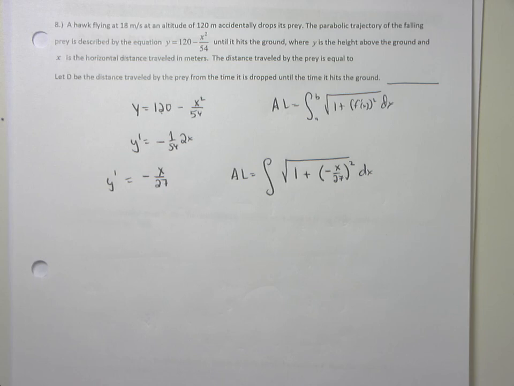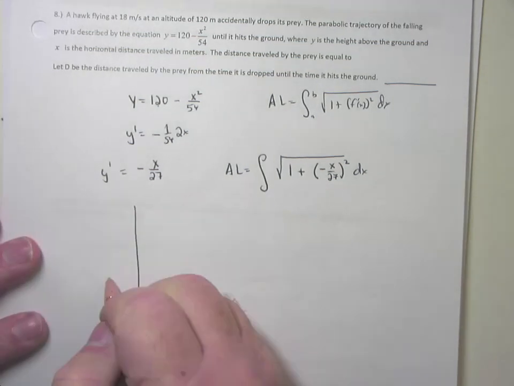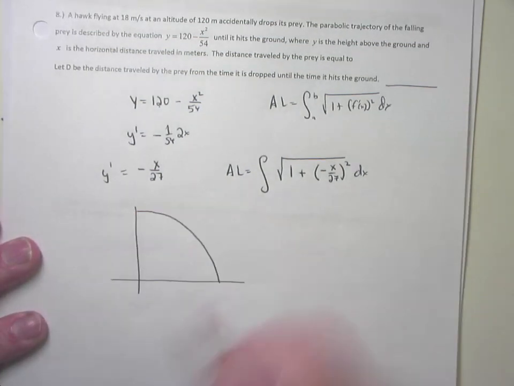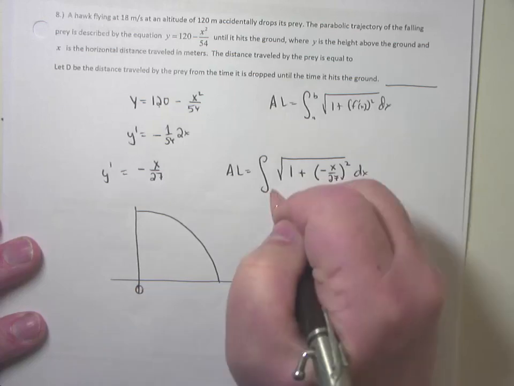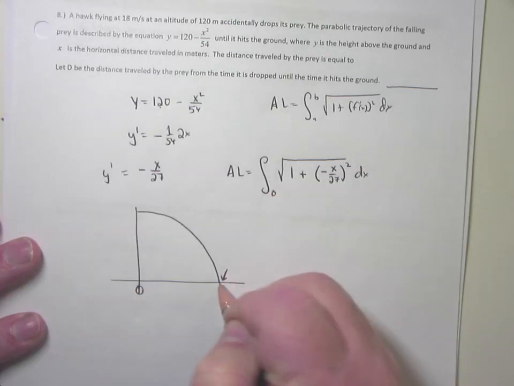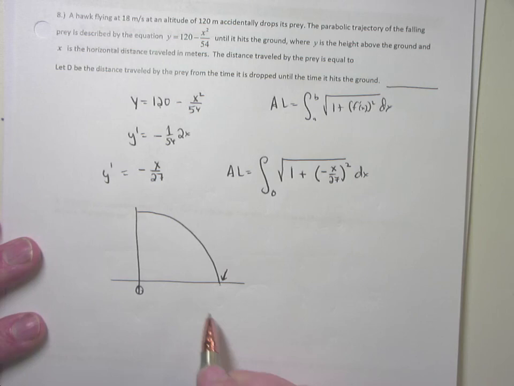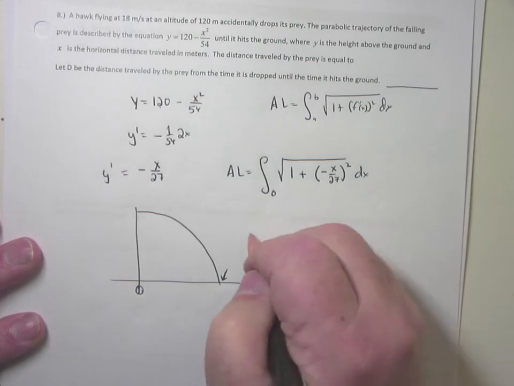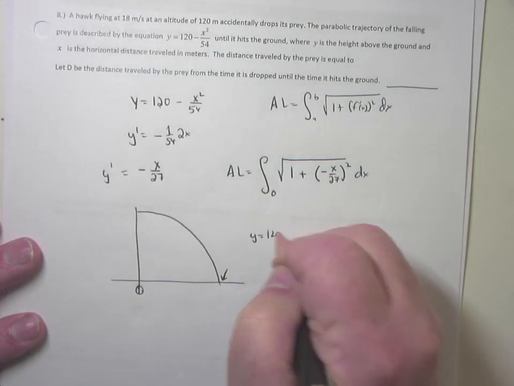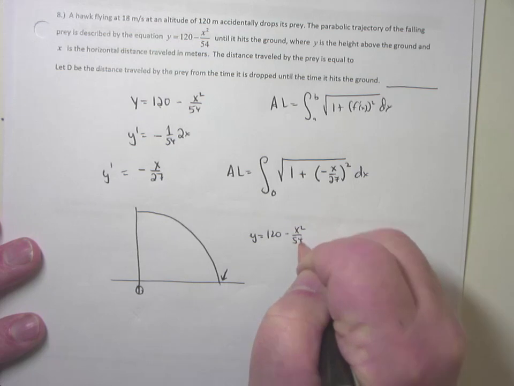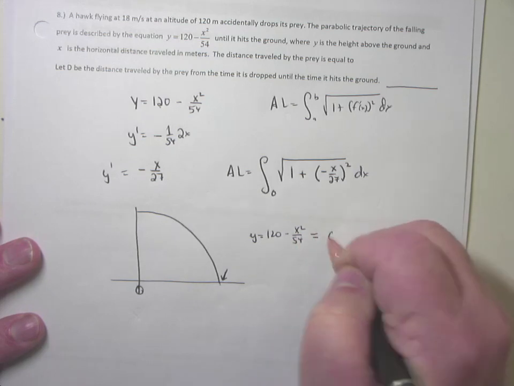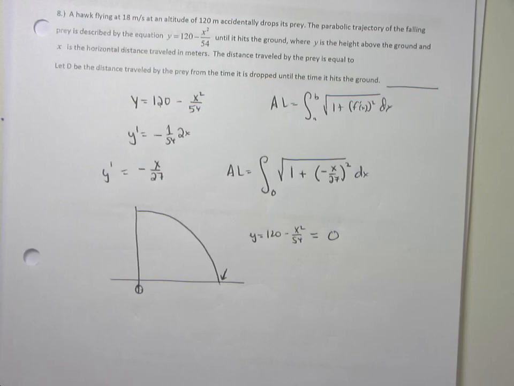Well, one bound is real obvious. When you look at the graph, the prey did this, right? X equals 0 is where we start. I got to figure out this point right here. How do I figure out what that point is? I'm going to take my equation, y equals 120 minus x squared over 54, and set it equal to 0, because 0 means he's hitting the ground. Does that make sense? 0 is ground level.